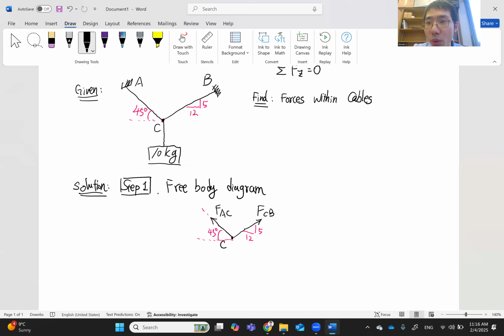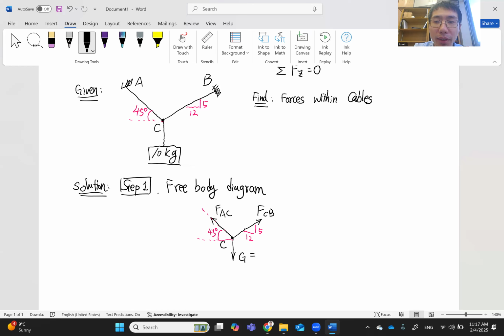And do we know the direction of the gravity force here? Typically, we know that, right? It is going downward. So we know that for C, we also have a gravity force going downward. Do we know the magnitude of the gravity force here? The problem tells us the mass of the object is 10, right? So we know the mass of the object.